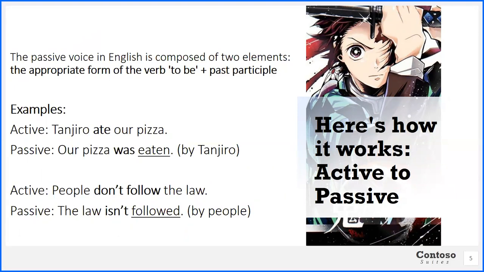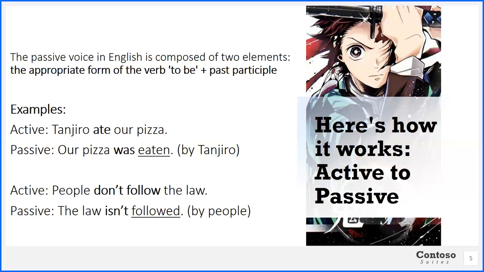So we have to first determine what tense our active sentence is in. Once we do that, then we can know what we need to change our verb to be to. So let's analyze the second example. We have people don't follow the law. So here, again, we're using present simple, don't follow. So our verb to be needs to be in present simple. It has to be negative though, because we're saying don't follow. So here we have the passive equivalent, which would be the law isn't followed by people.